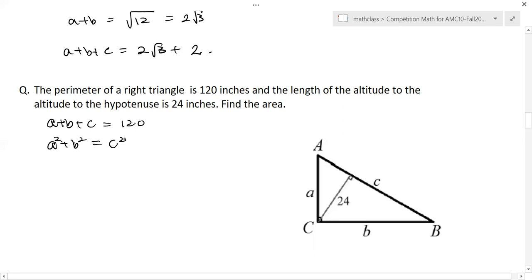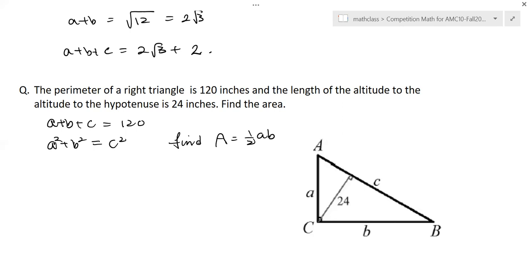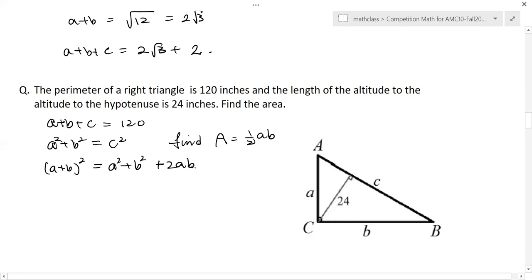Now what? We have to find the area. The area is going to be half of A times B. Right. Okay, we need the equations. My question is, can you determine the value of C? I think yes, right? Again, this is a useful identity: A plus B squared is A squared plus B squared plus 2AB, okay?